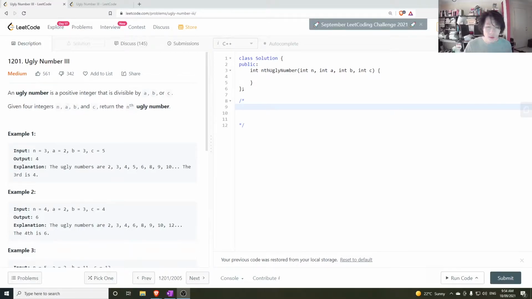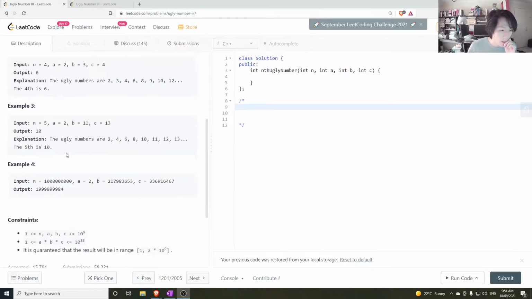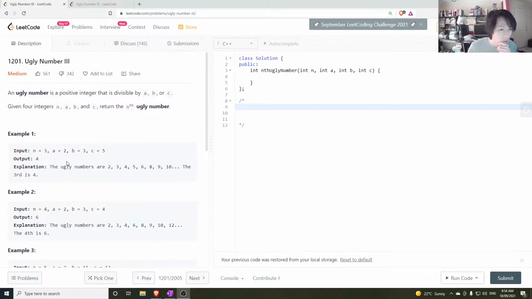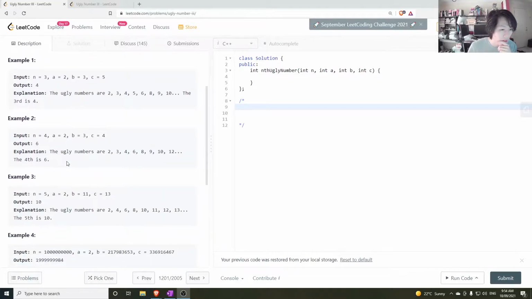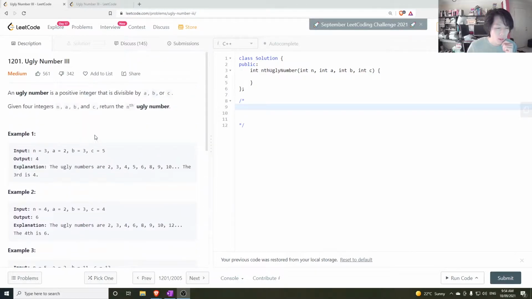Hello, let's do this question, which I did a couple of days ago. It was a math question, plus, and you'll see it's binary search as well. But let's read the question.